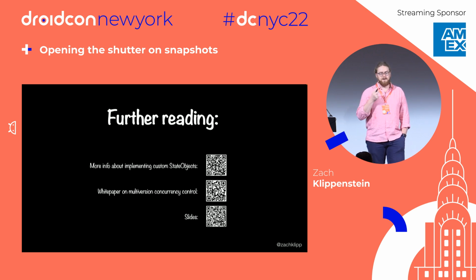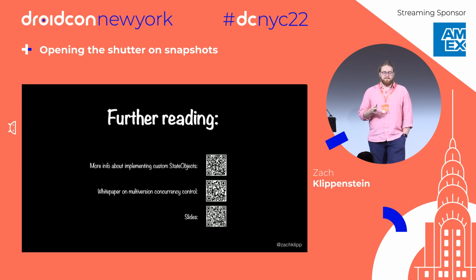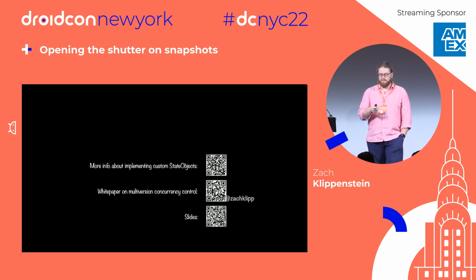You can also check out some of these links. I wrote a blog a while back with a more detailed walkthrough about creating custom state objects. So that's here. And then this algorithm that we talked about for the snapshot IDs, it's actually not just a snapshot thing. It's an algorithm called multi-version concurrency control. If you've ever used a database, you've probably used this. Most databases use this behind the scenes, and some version control systems do too. So if you want to read the academic paper, it's there. And the slides are also available.